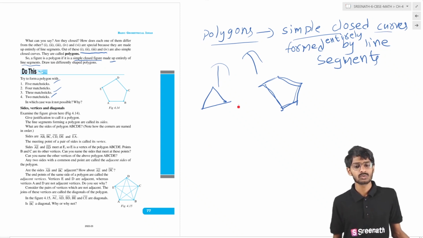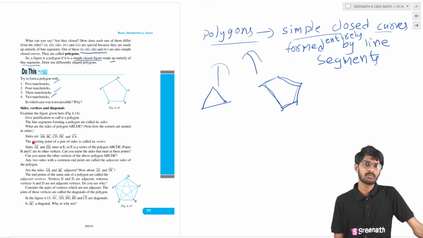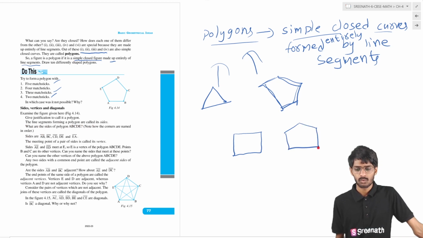Okay. So now we understand what polygons are. Now we will discuss sides, vertices and diagonals of a polygon, friends. The line segments forming a polygon are its sides. Suppose, what is this? This is a polygon. What is this? This is also a polygon. It is formed by line segments. A polygon is completely formed by line segments.